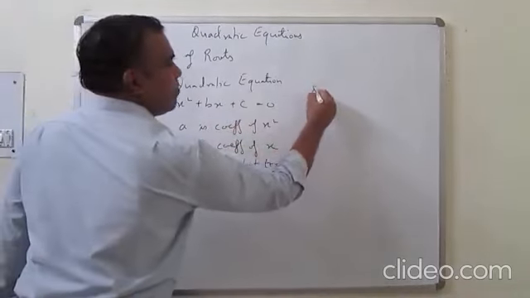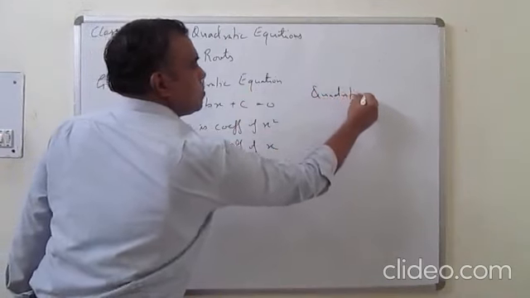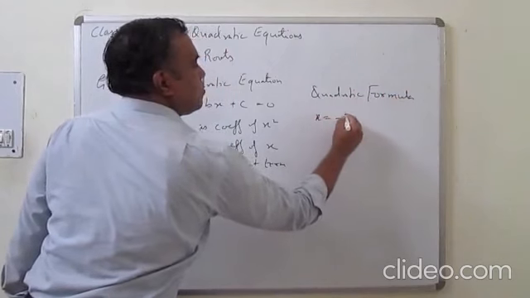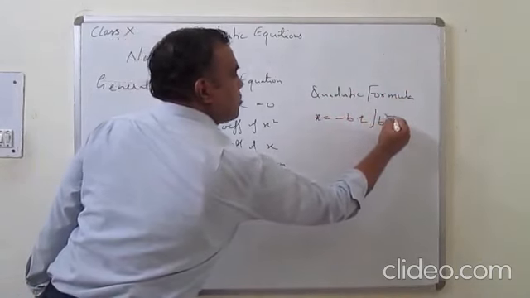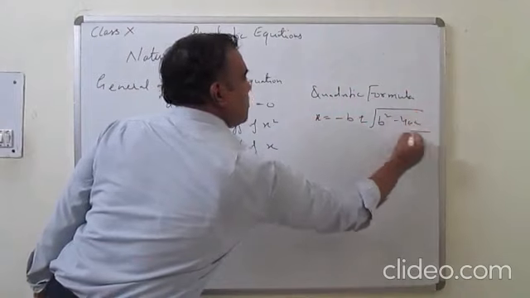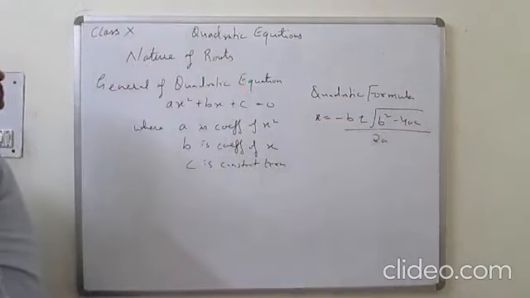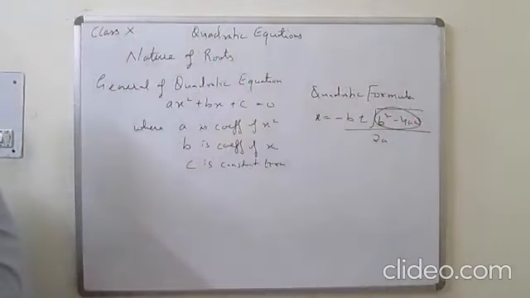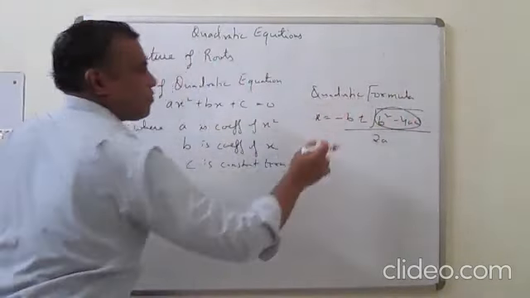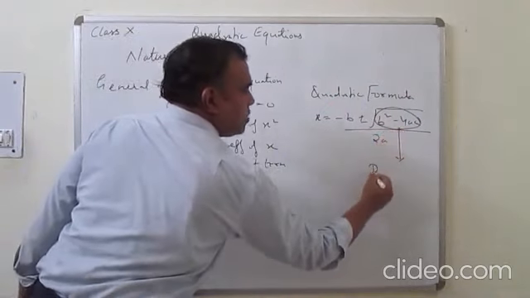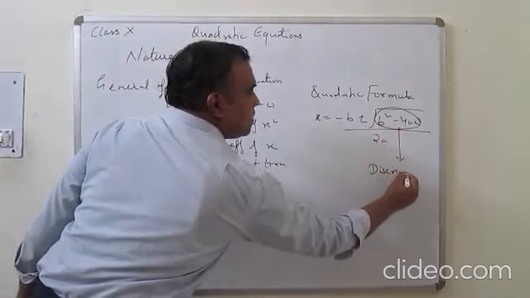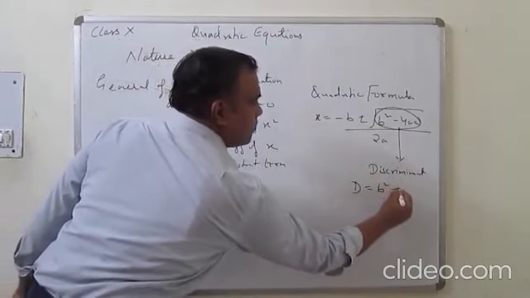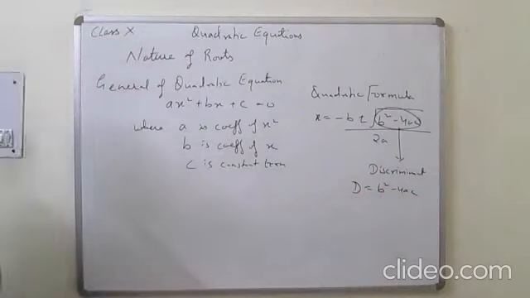The quadratic formula is x is equal to minus b plus minus under root b square minus 4ac upon 2a. The value of b square minus 4ac decides the nature of roots, and it is called discriminant, and it is denoted by D is equal to b square minus 4ac.